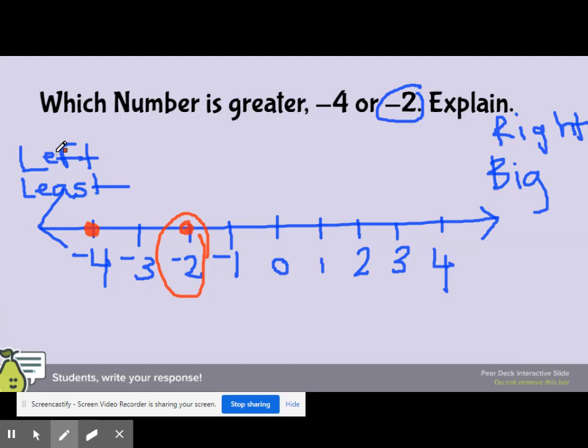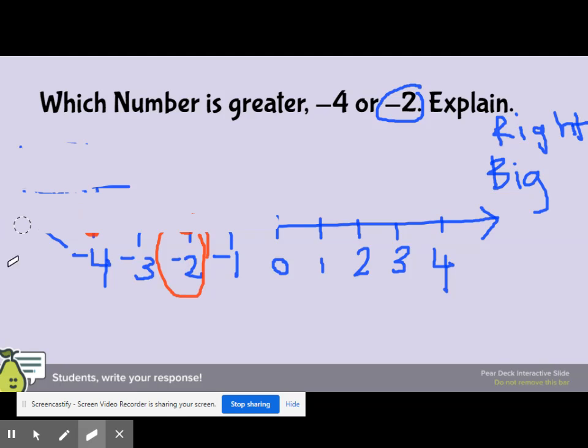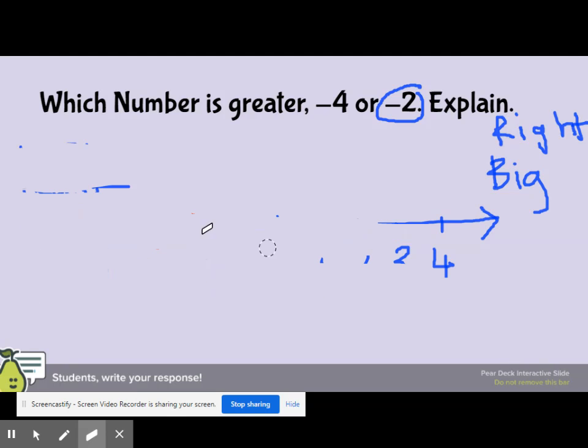So you need to remember left is least, or left is less, whichever way you want to think about it. And the numbers to the right are the bigger numbers. So -2 is actually bigger than -4 because it's further to the right. -4 is further below 0, so it's smaller.